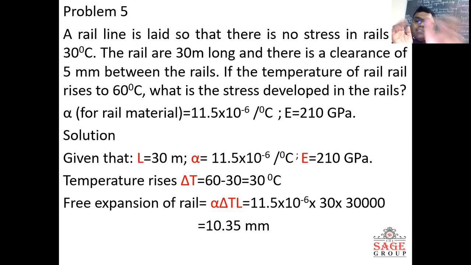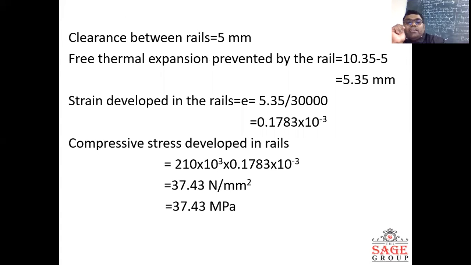So you have to subtract this 5. The clearance between the rails is 5, so the free thermal expansion prevented by the rail is 10.35 minus 5, so you will get 5.35 mm. Then the strain developed in the rail is 5.35 divided by the length of the rail, 30 meters. Convert meters to mm, so you will get 30,000 mm, and you will get this much strain developed in the rail.